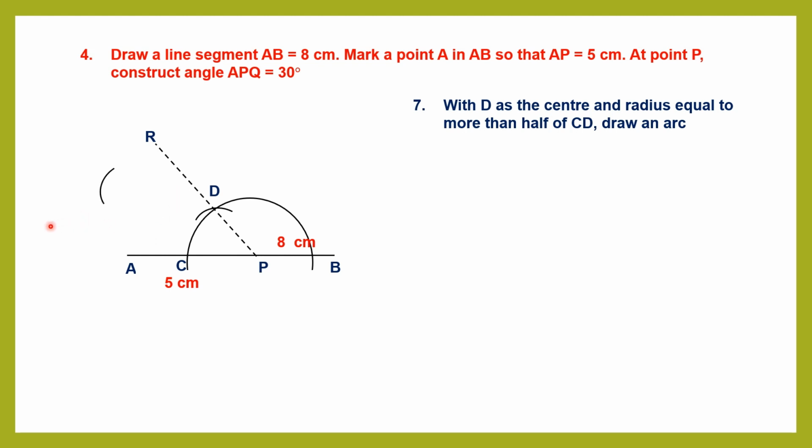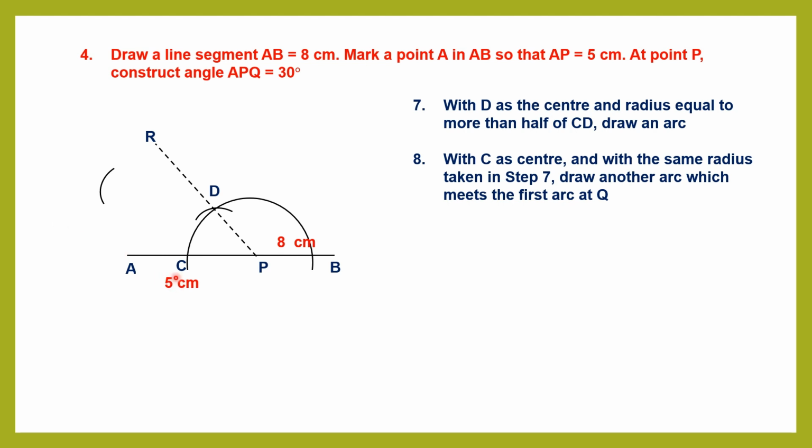So draw an arc and then again with C as a center, draw a similar arc with the same radius like this, and they both will meet at Q. So from here you draw an arc, then from C you draw another arc, they will meet at Q. Now join PQ. If you join that line, PQ is the bisector. That means it has divided this into two equal halves.